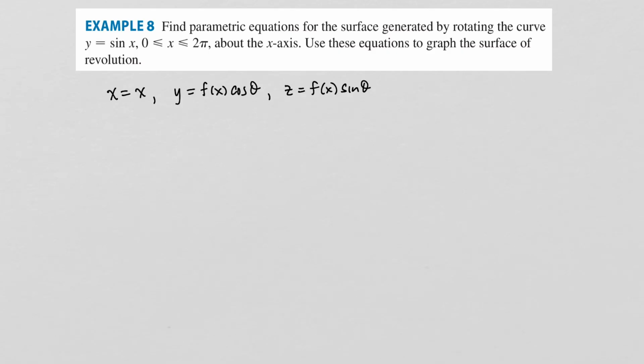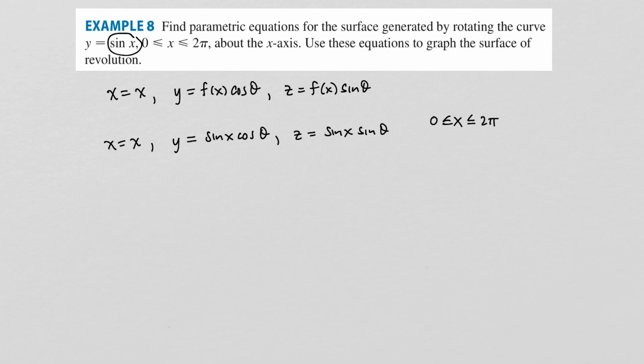And so we know that we're going to use these equations. And so x is going to be x, y is going to be the function, which is sine of x, multiplied by cosine of theta, and z is going to be the function sine of x, multiplied by sine of theta. And we know x has to be in between 0 and 2 pi, and theta also needs to be in between 0 and 2 pi.